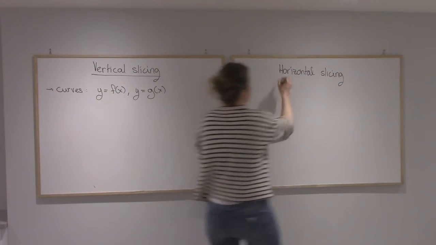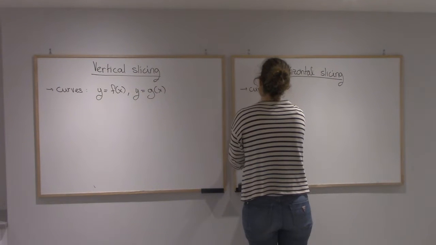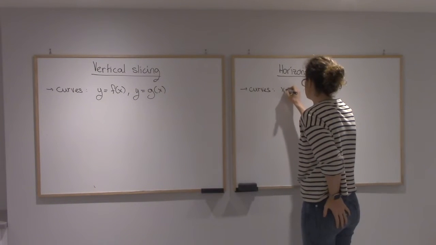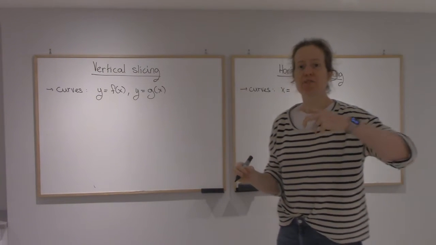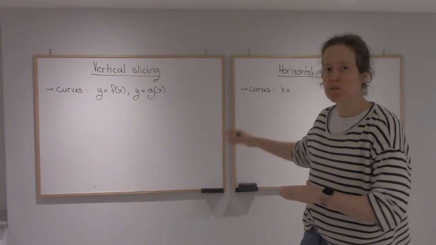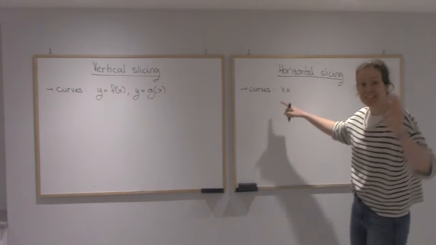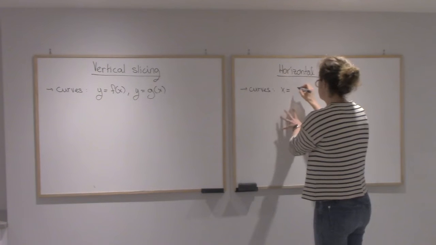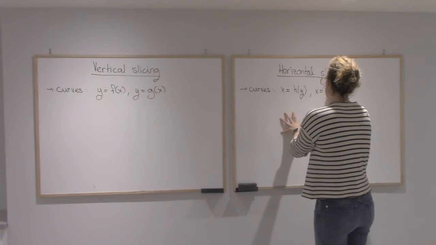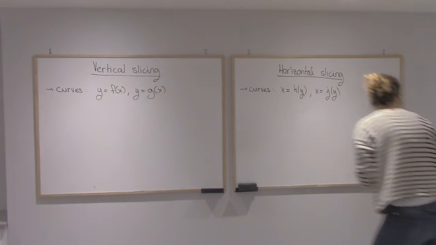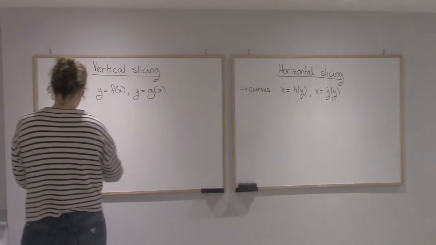On this side, the curves are given to you as x equals. Again, if they're not given to you that way and you want to use horizontal slicing, that's still possible, but you need to isolate x. So the curves are x equals, let's say, h of y, x equals j of y. And so that means the two regions look slightly differently.